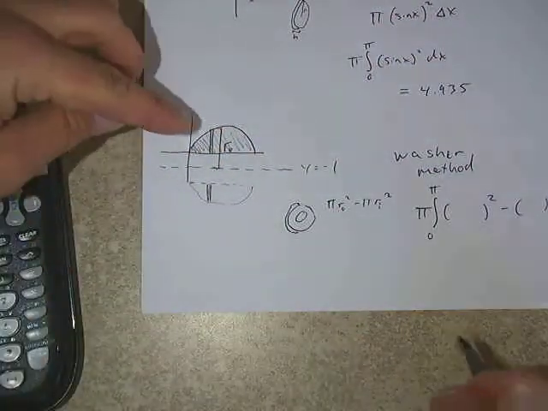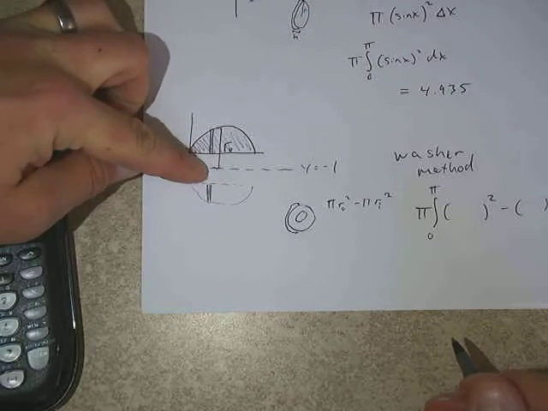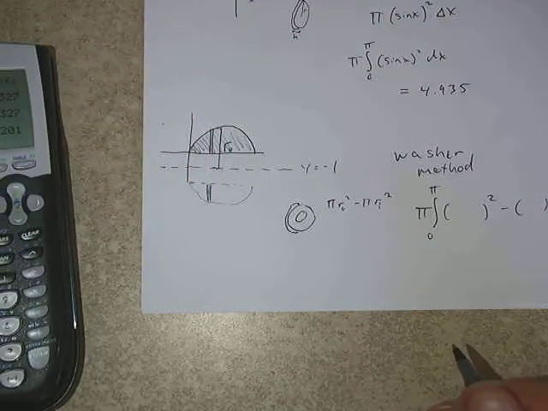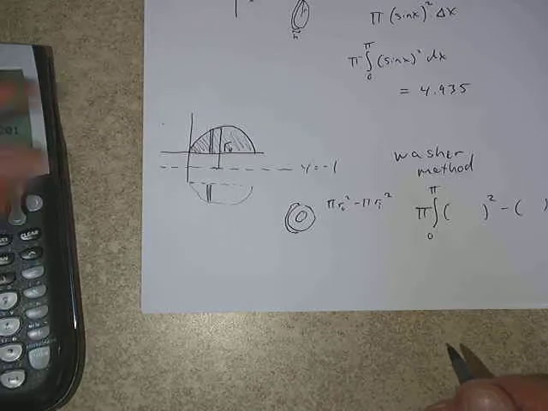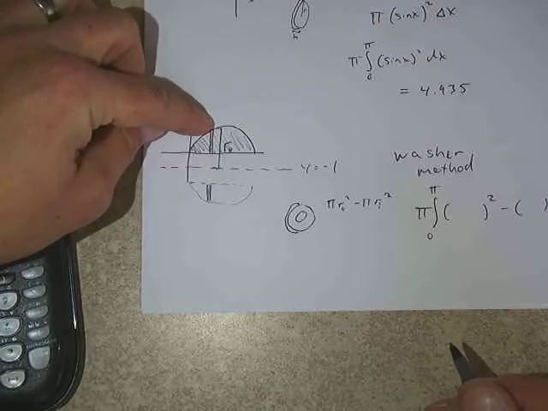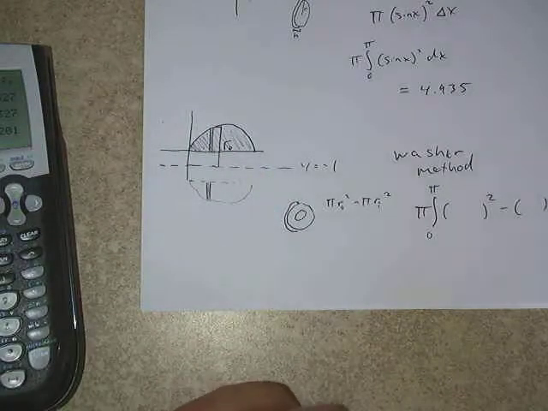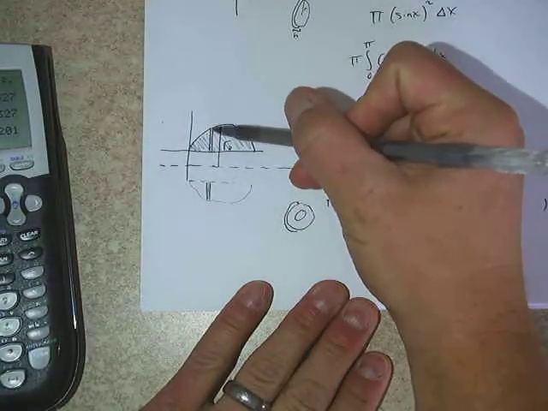Okay? Now the question is, what are these somethings? Well, the somethings in this case are going to be the outside radius, and if you go back to our picture, the outside radius is going to be that, isn't it? The distance from the function to the revolving line. Wouldn't that be the outside radius of the washer?